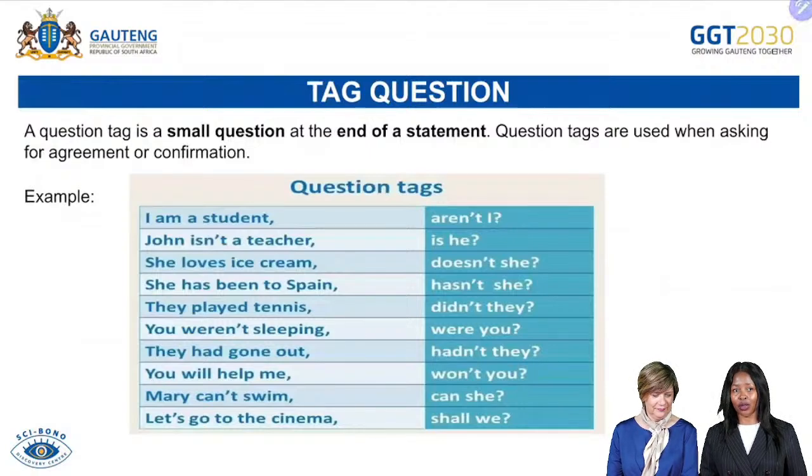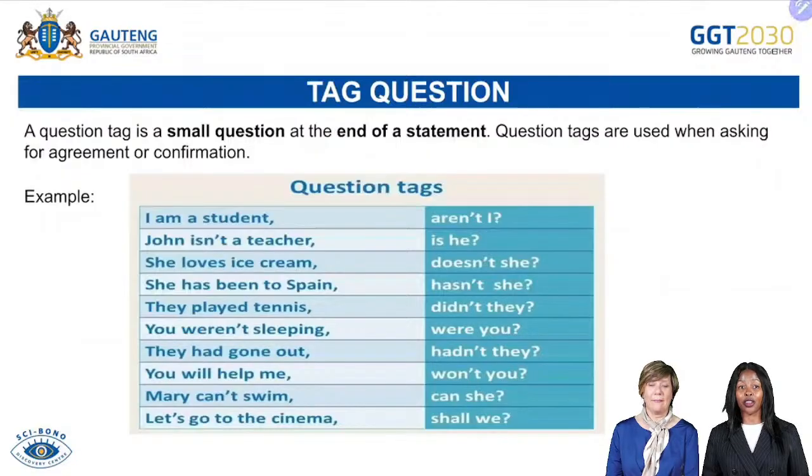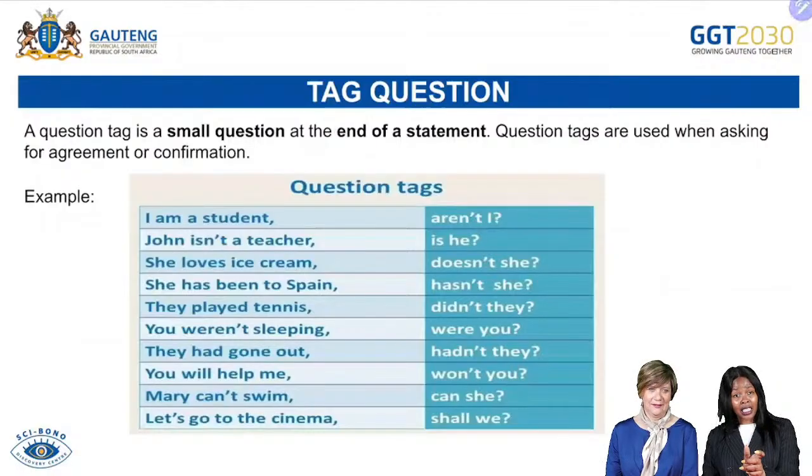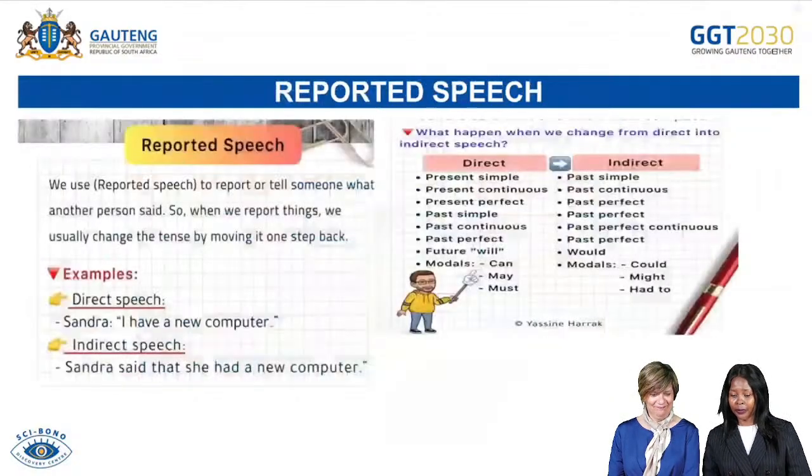The key thing is, grade 12s, if you choose to write your tags in contractions, make sure that your apostrophe is placed at the right place. Your apostrophe needs to be between the N and the T. Why? Because we have omitted the letter O. We've omitted the letter O in the word. We'll then move over to the next one. But please do take a picture of this, remember this, so that you are able to revise it.